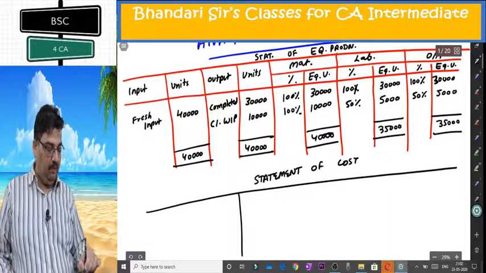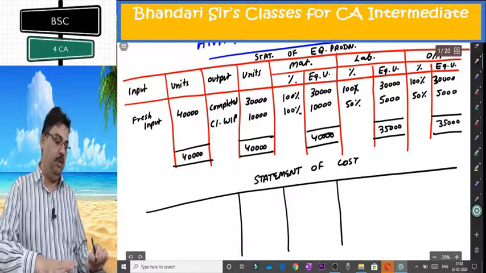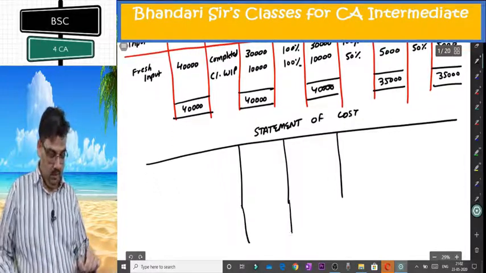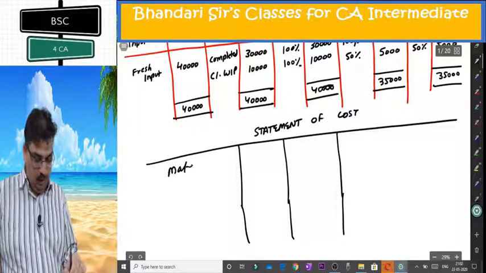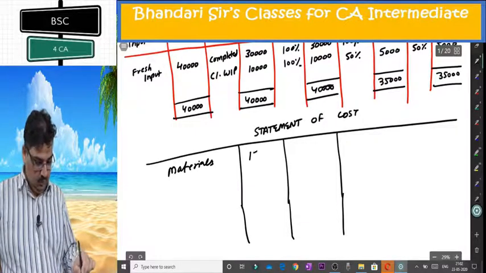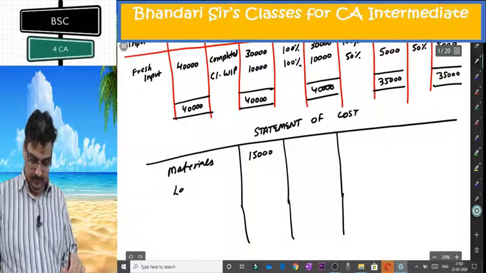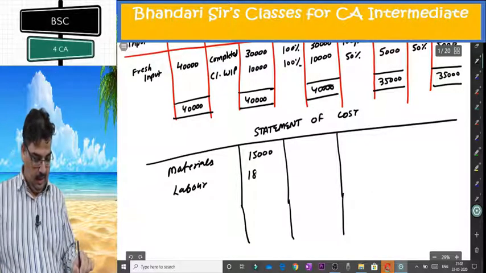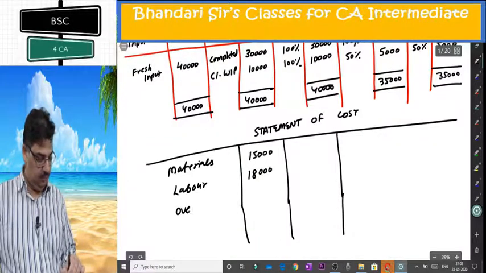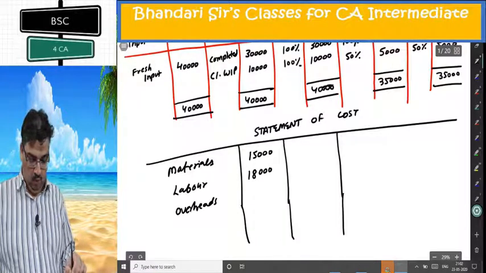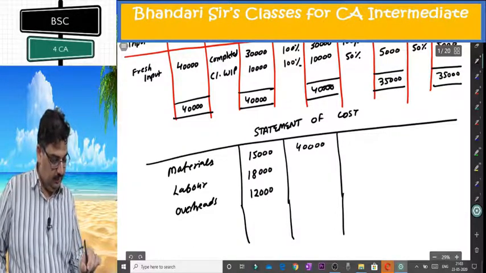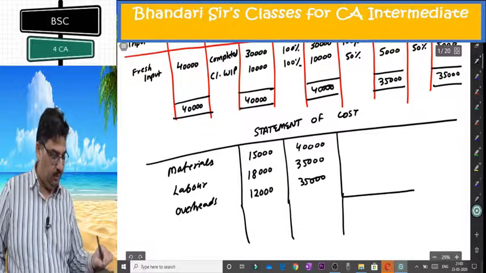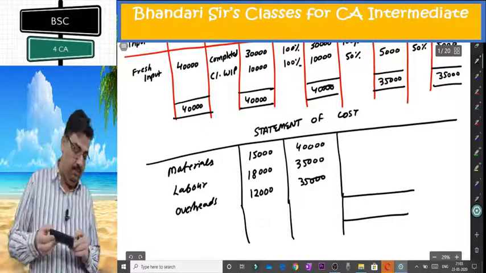There was no opening WIP, so opening WIP cost does not come into the picture at all. In the first process, in the second process it might be there, we'll check it there. Materials 15,000, labor 18,000, overheads 12,000. They were 40,000, 35,000, 35,000. So per unit will be a little tricky because it will be in some fraction.